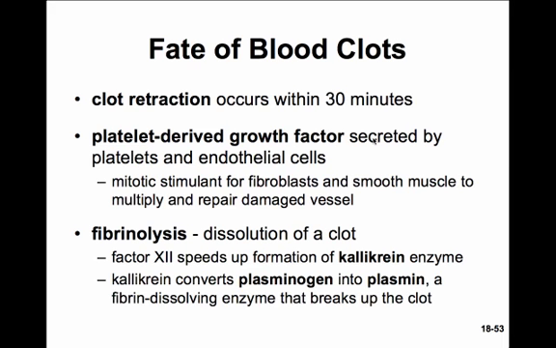Eventually, the tissue repair is complete and the clot needs to be disposed of. This is the process of fibrinolysis. Factor V speeds up the formation of this chemical called kallikrein, which is an enzyme that converts plasminogen to plasmin. Plasmin is a fibrin-dissolving enzyme that breaks up the clot.